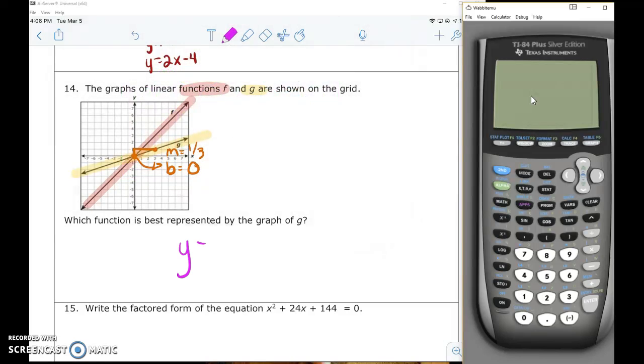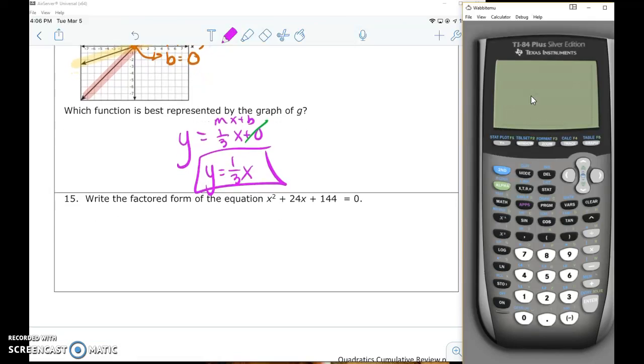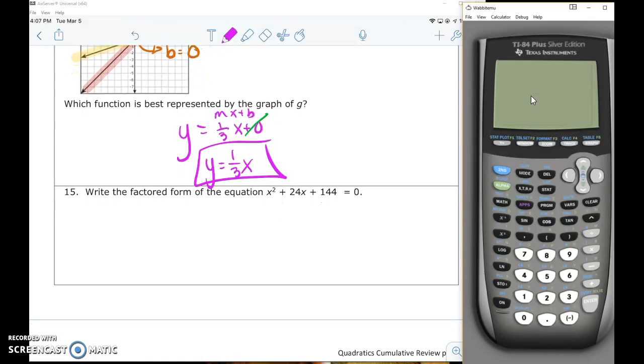So our equation for line g, y equals mx plus b, is 1/3 x plus 0. Remember, we don't really need to have that plus 0 on the end, so we can just write our equation as y equals 1/3x. Write the factored form of the equation: x squared plus 24x plus 144.